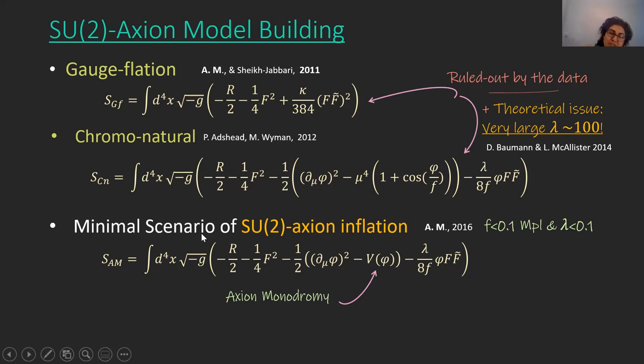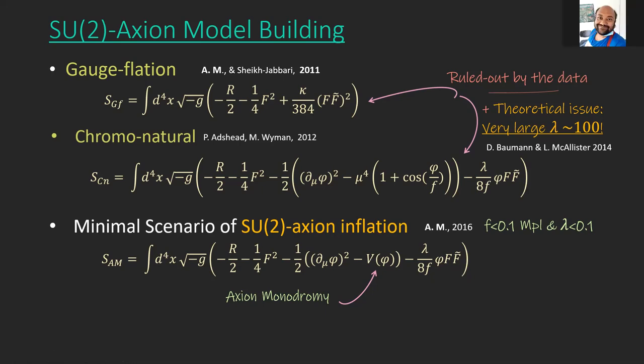So among different other scenarios that you can fix these issues, the observational issue and the theoretical issue, this is my favorite one, which is the minimal SU2 axion inflation scenario. Basically, if you replace the cosine potential for the axion with a potential which is flat enough, let's say coming from axion monodromy, you can have sub-Planckian decay constant values. So F can be anything less than 0.1 M Planck. And lambda can be as small as you want. But still, it would have its own interesting physics. Did I answer your question, Sayantan?